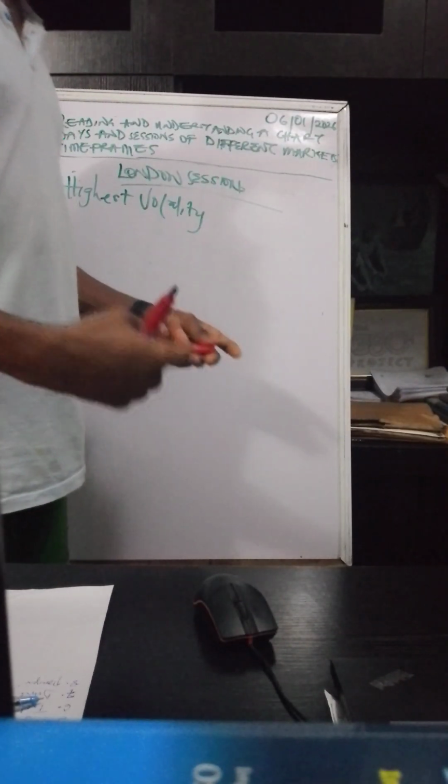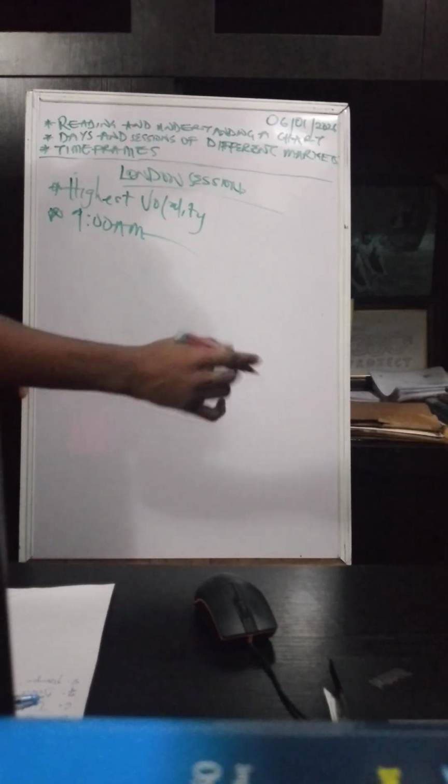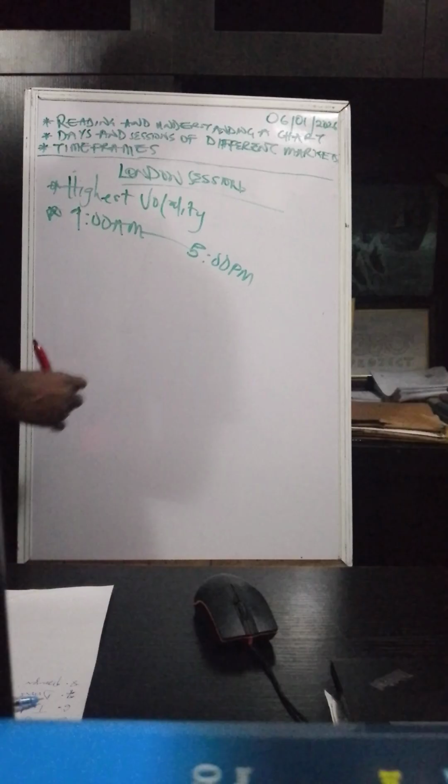We are so blessed that we are in a country like Nigeria, that the moment we wake up and prepare a little bit, London session kicks in. So if you're a day trader, it's the best thing that can ever happen to you. Now, when does the London session start? London session starts at 9 a.m. and moves all the way to, I think, 5 p.m. So the London session is on for about 8 hours, moving from 9 a.m. to 5 p.m. Nigerian time.